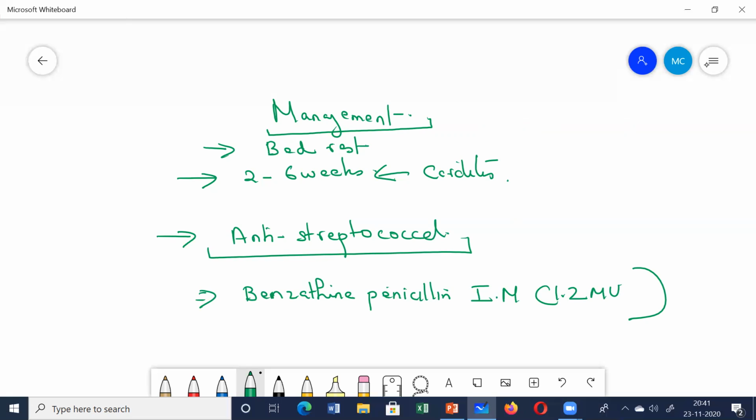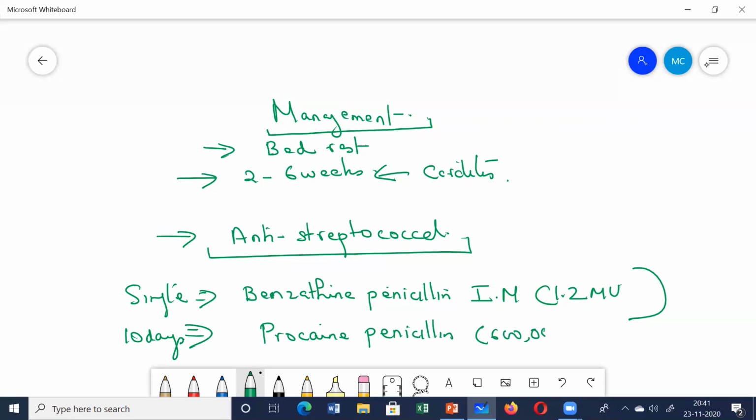There is one more option: the patient can also take a daily injection of procaine penicillin for 10 days. If the patient is taking procaine penicillin, then you have to give it daily for 10 days. Benzathine penicillin is a single dose, and this is for 10 days. Procaine penicillin, 10 days, 600,000 units intramuscularly.